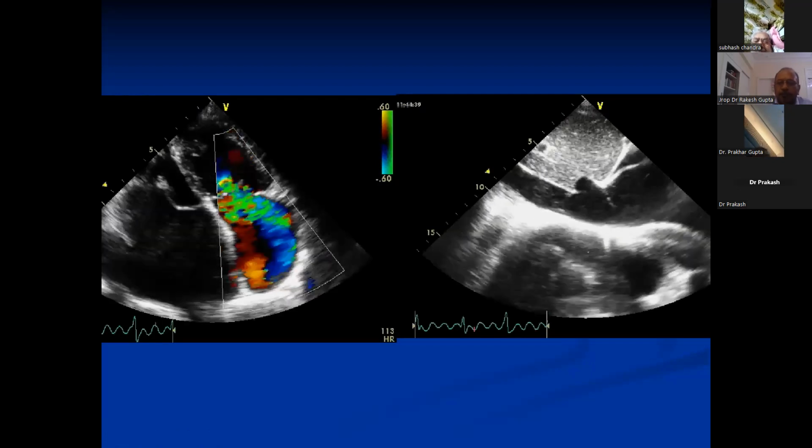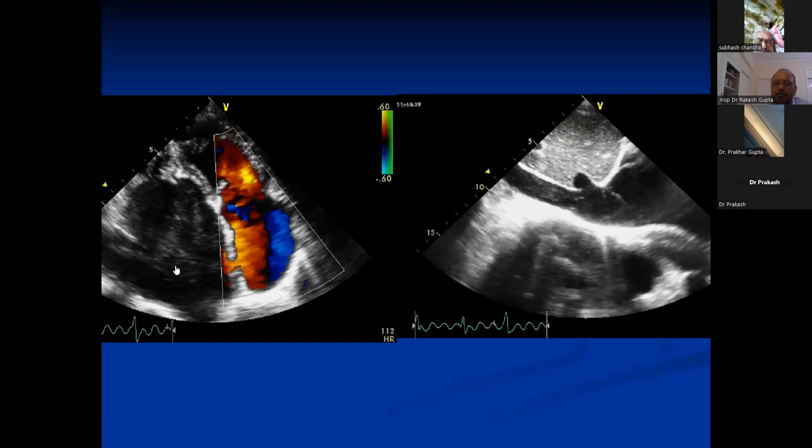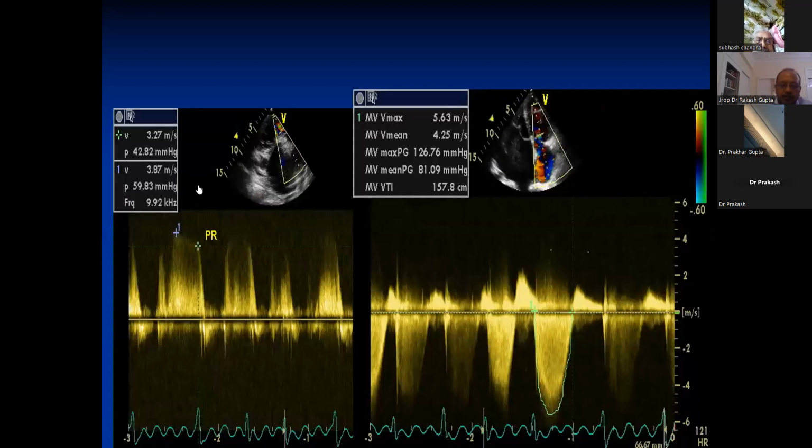You look for pulmonary artery hypertension and the various areas. The mean PA pressure is 0.6 times the peak PA pressure plus 2, which gives you the mean PA pressure. We have already told you about this.